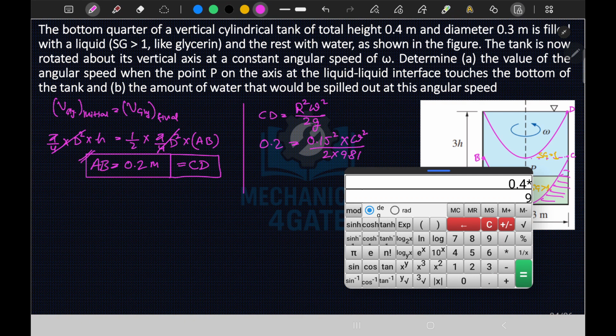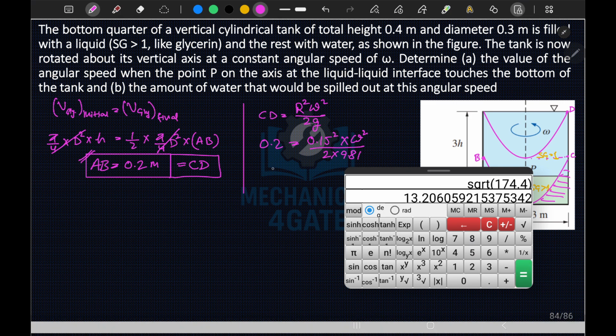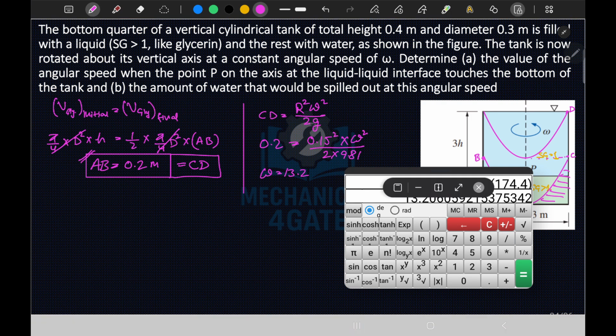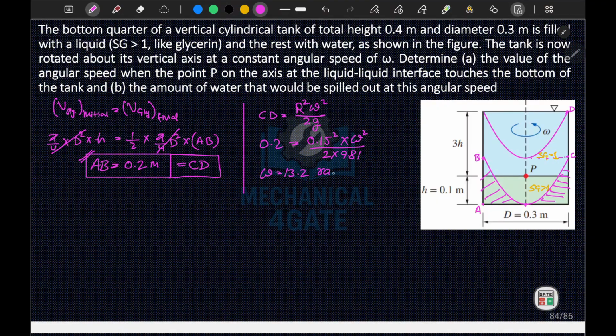So this is 0.4 into 9.81, divided by 0.15 square. Now if we take the square root of this, omega is equal to 13.2 radian per second. So this is the angular speed of your tank.